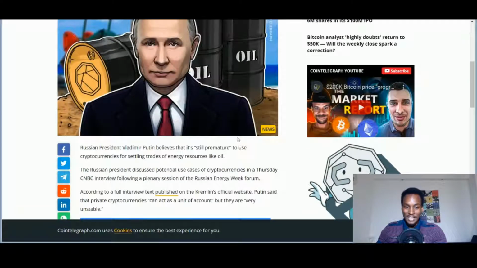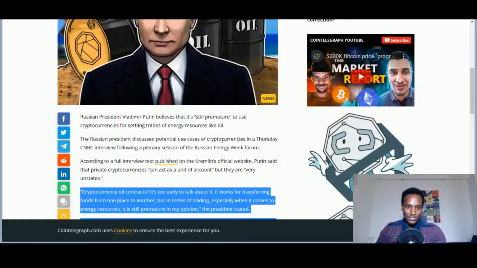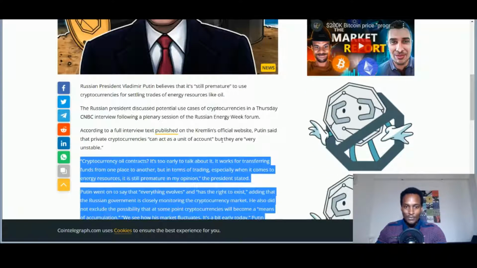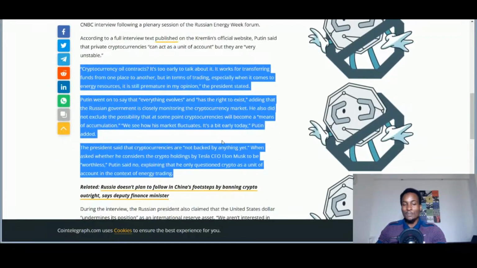This was Putin. So Russian President Vladimir Putin believes that it's still premature to use cryptocurrencies for settling trades of energy resources like oil. So I'm going to just quote this part here. "Cryptocurrency oil contracts, it's too early to talk about it. It works for transferring funds from one place to another, but in terms of trading, especially when it comes to energy resources, it's still premature in my opinion."